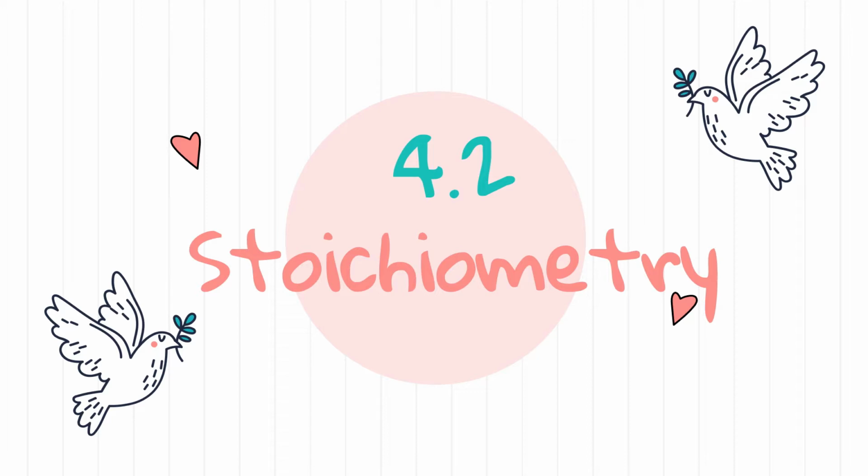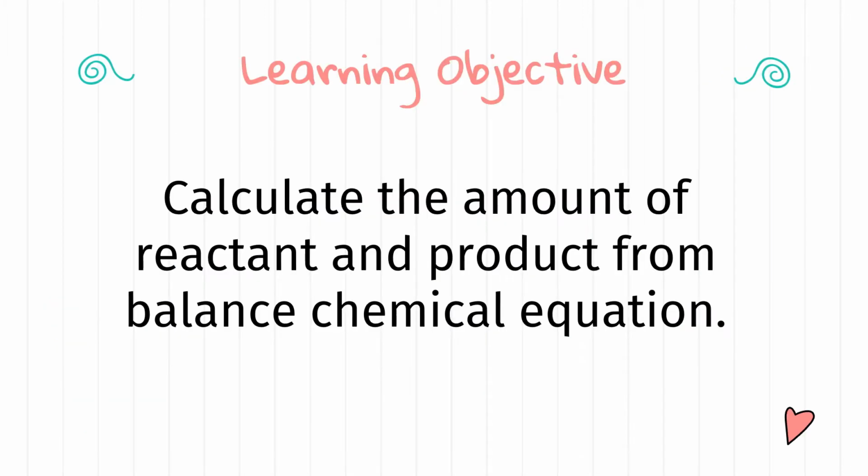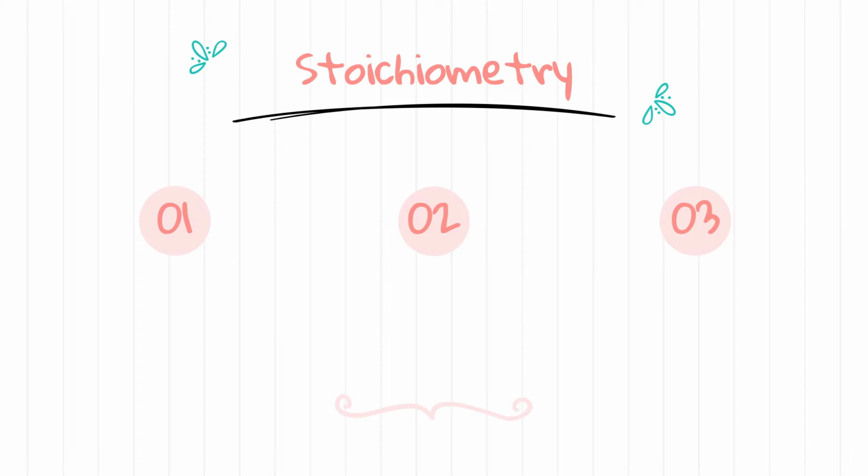So, objektif lesson kita adalah to calculate the amount of reactant and product from balance equation. So, how do we use balance equation to calculate the amount of reactant and product? So, listen carefully to what I will explain. Okay, we go to what is stoichiometry.